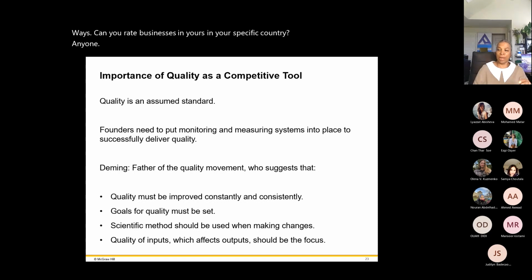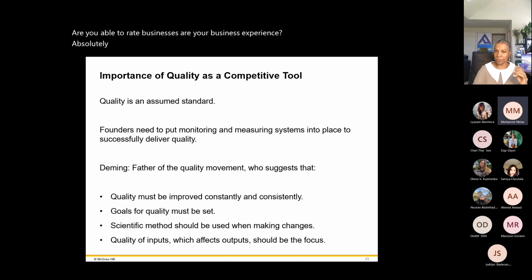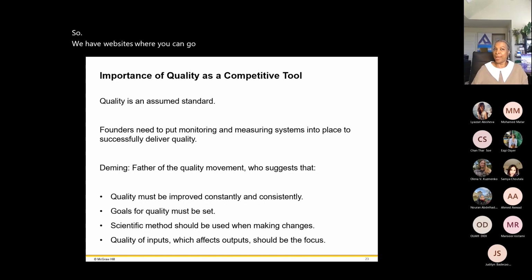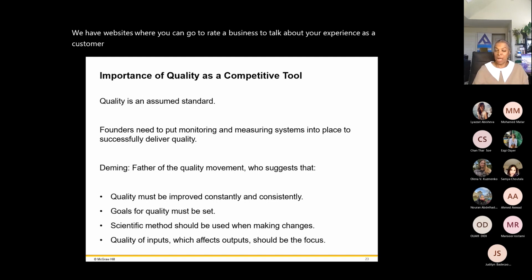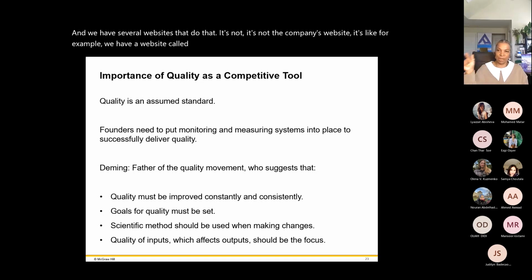Are you able to rate businesses or your business experience? I'm sorry, but can you repeat the question again? So we have websites where you can go to rate a business, to talk about your experience as a customer. And we have several websites that do that. It's not the company's website. For example, we have a website called Yelp, Y-E-L-P, where I could go to Yelp and talk about my experience with the business.